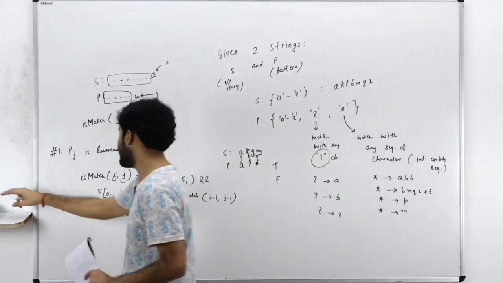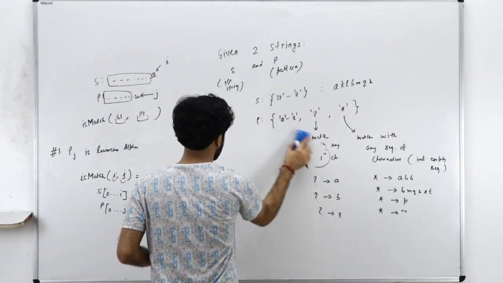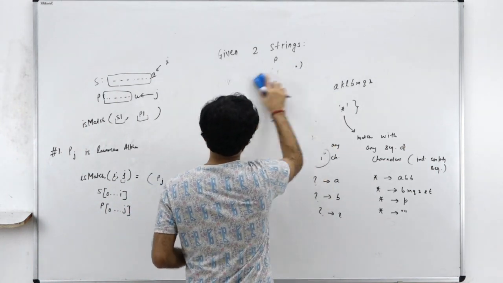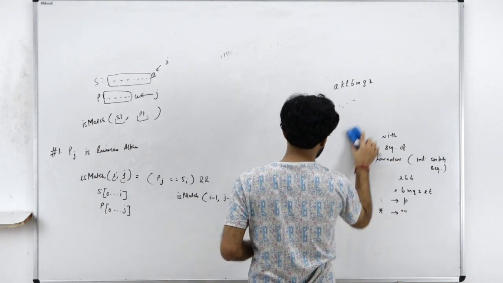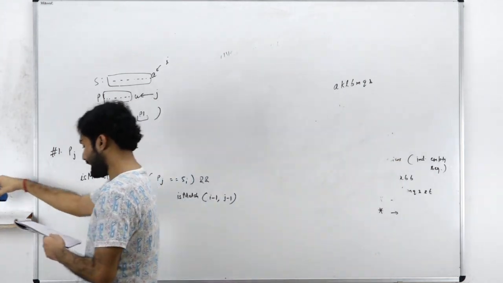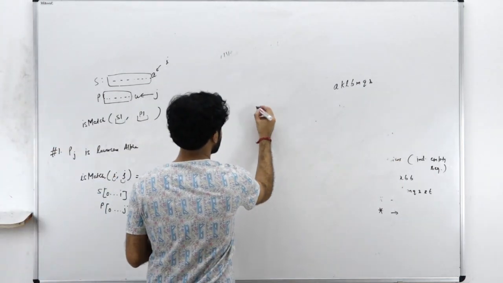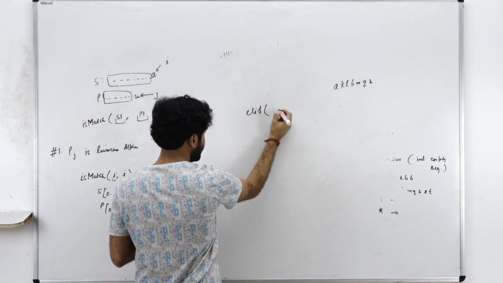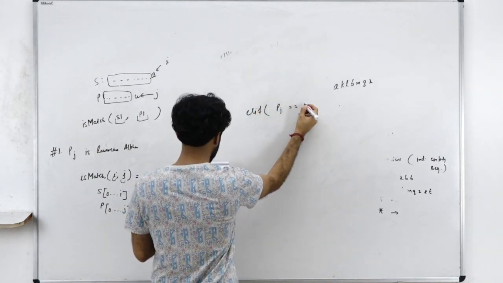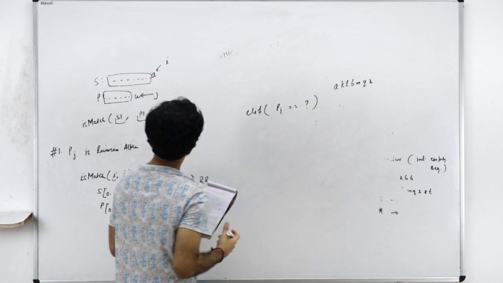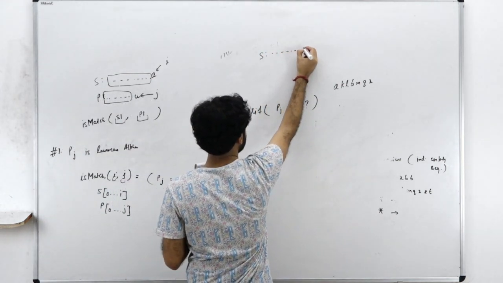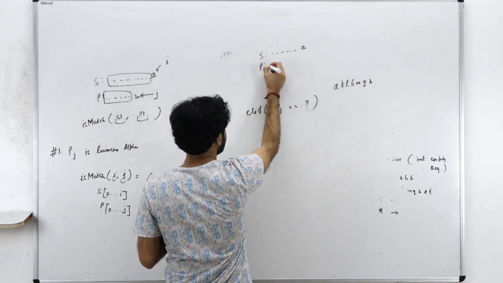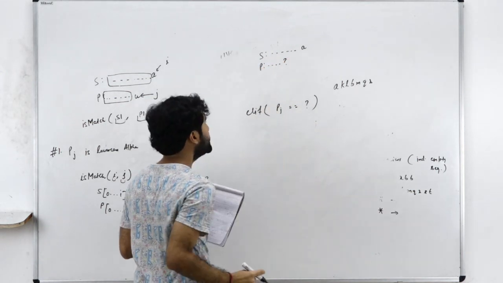Now, let us consider other cases. So what can be possibly other kinds of characters at P[j]? I can either have a question mark. So let's say else if P[j] is equal to a question mark. So if P[j] is equal to a question mark, I had a string S that was ending with A, and I now have a string P which is ending with a question mark, right?